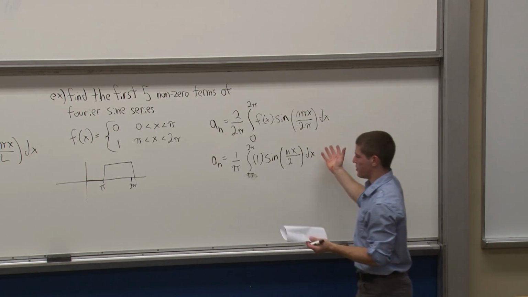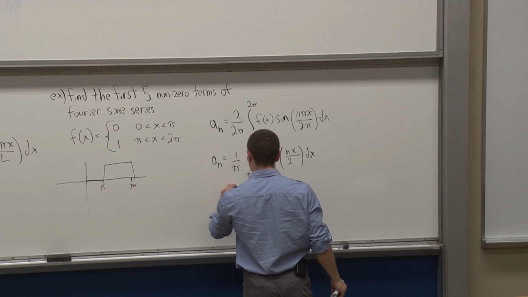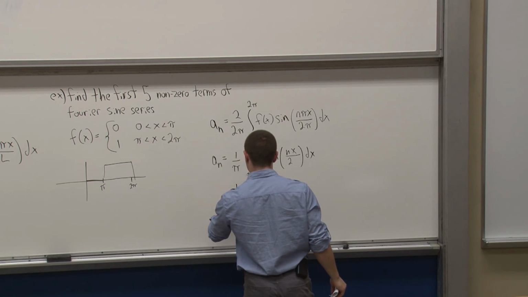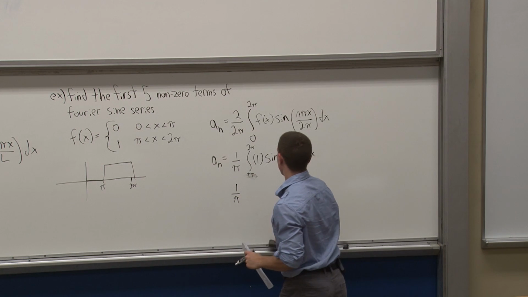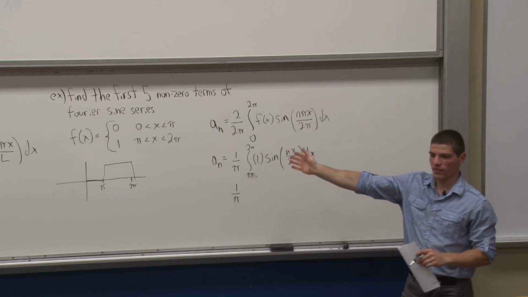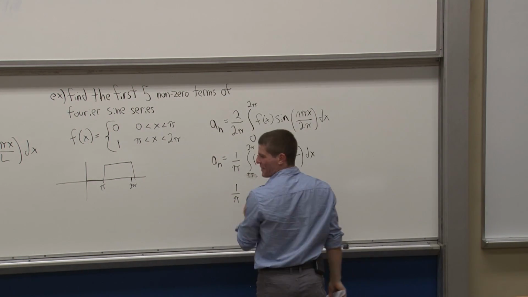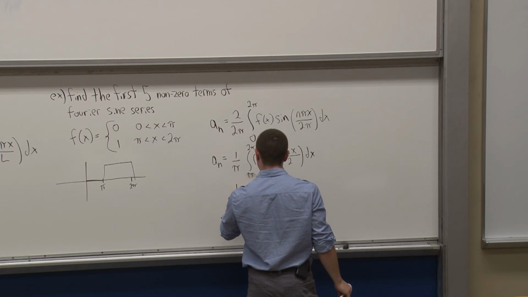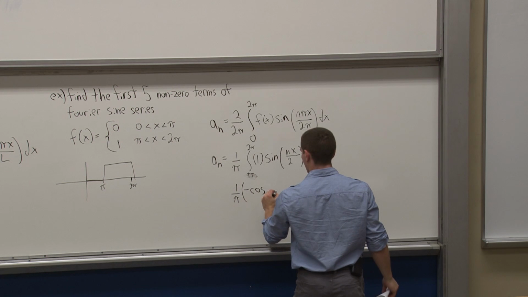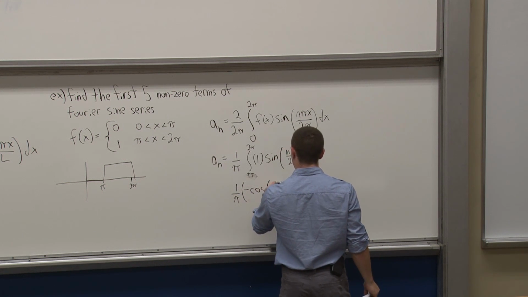All right, so now we just do some calc 2, calc 1, find some integrals. So the integral of sine, what is it? Negative cosine, right? All right, so negative cosine, put that in parentheses, of n x over 2.